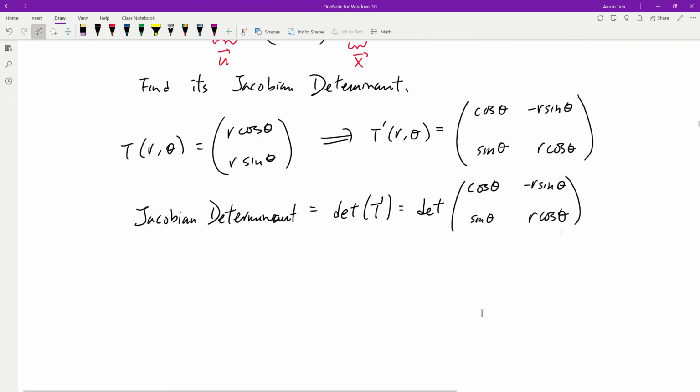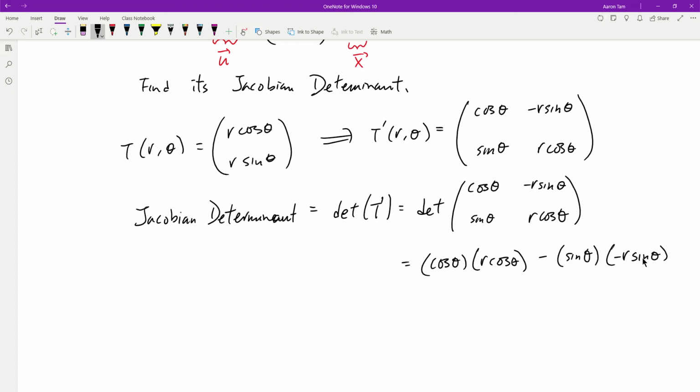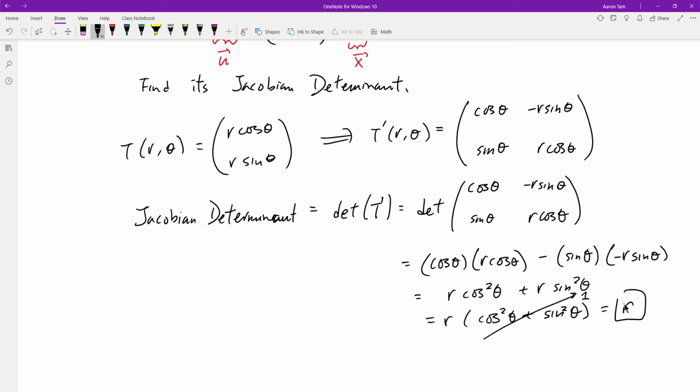So what's the determinant of this 2 by 2 matrix? Remember, it will be ad minus bc, so it becomes cosine theta times r cosine theta, minus sine theta times negative r sine theta. So what does that come out to be? Well, that comes out to be r cosine squared theta plus r sine squared theta, where we factor in r. And when I do that, I will have cosine squared theta plus sine squared theta, which we know turns into 1. So that would just become r times 1, or just r. There you go.